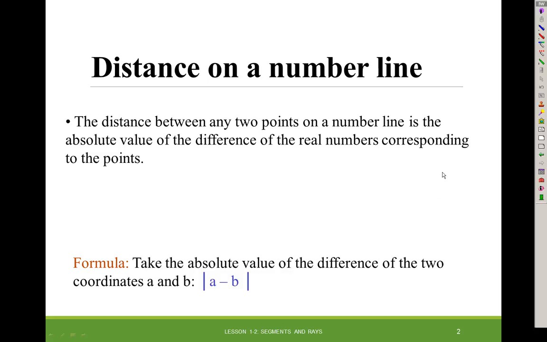We do the absolute value because distance is never negative. That way it stays positive. And it doesn't matter the order that you do the distance. You could do A minus B or B minus A. And when you take the absolute value, the answer will still be the same.